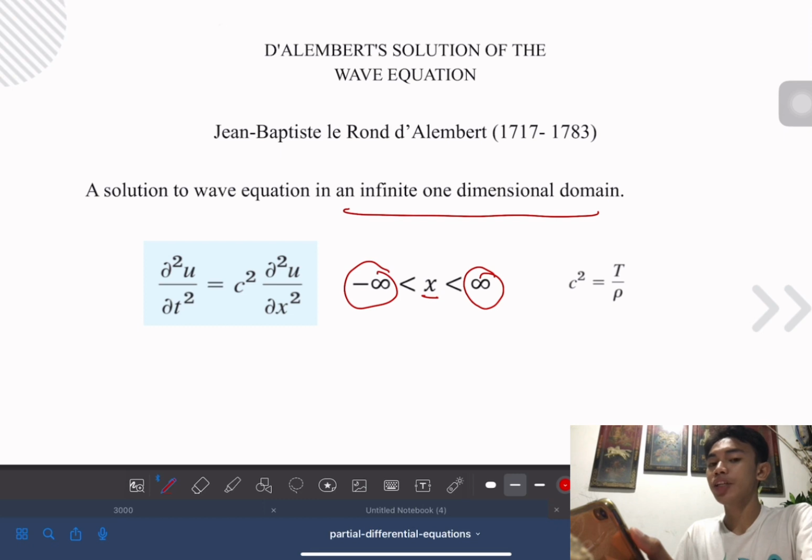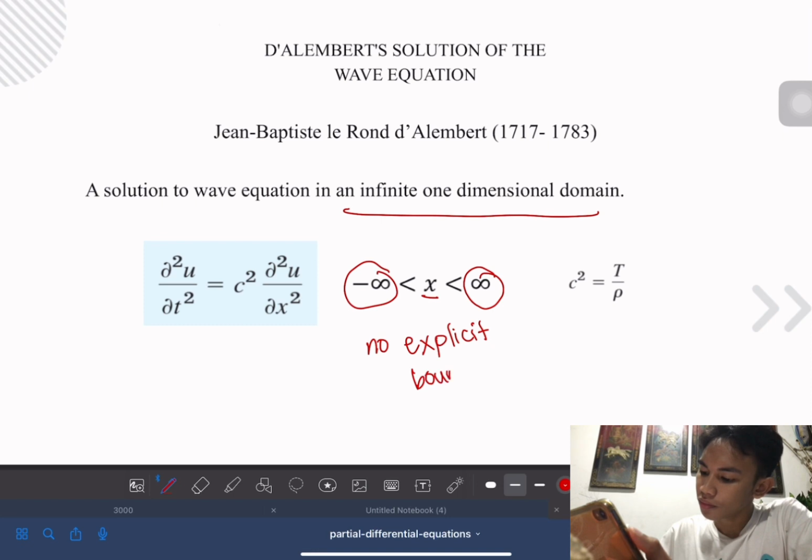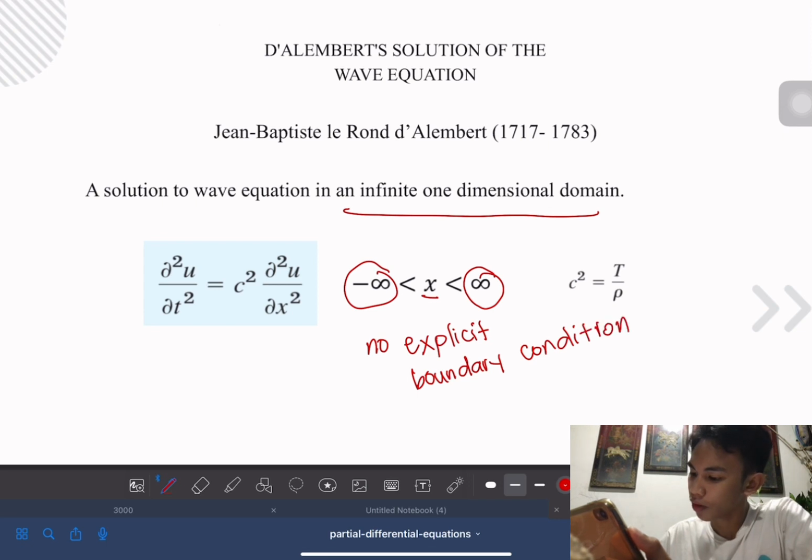Since we have an infinite domain, there will be no explicit boundary condition. However, we have two initial conditions to consider.